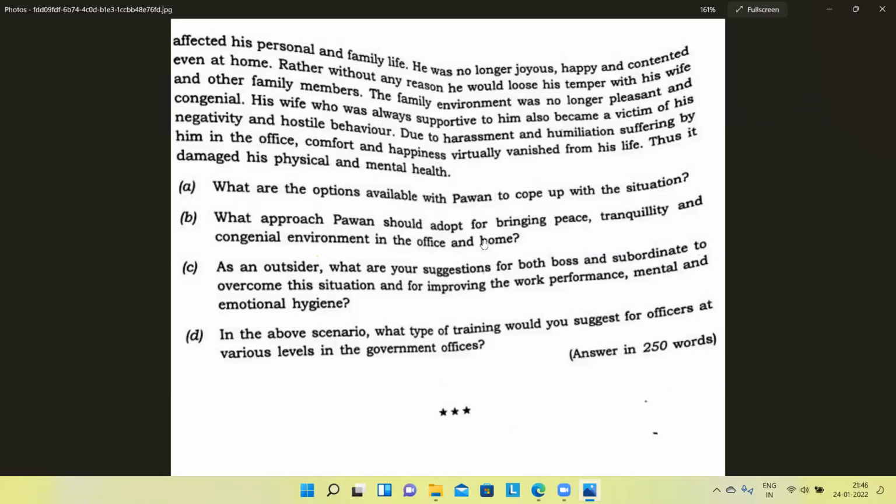Let's come to the last question and the very easiest question. Again, a pointer format. Kavya, in the above scenario, what type of training would you suggest for officers at various levels in the government offices? Now, a very funny incident I will be sharing with all of you. One of my friends is IPS. He got selected in 2016.